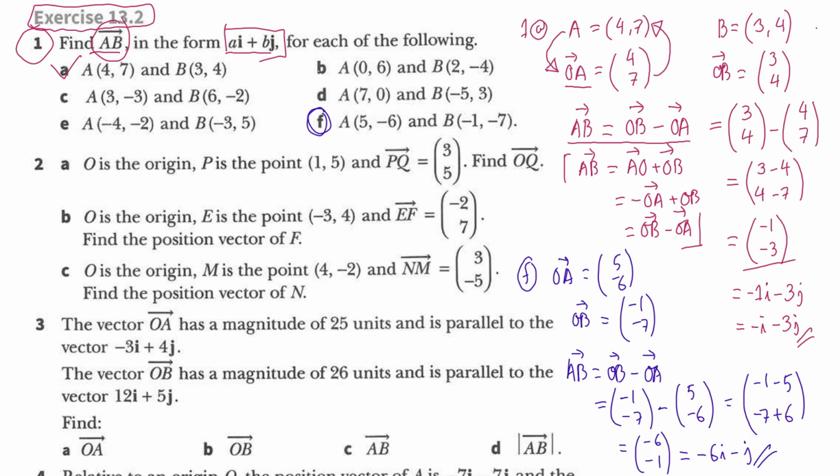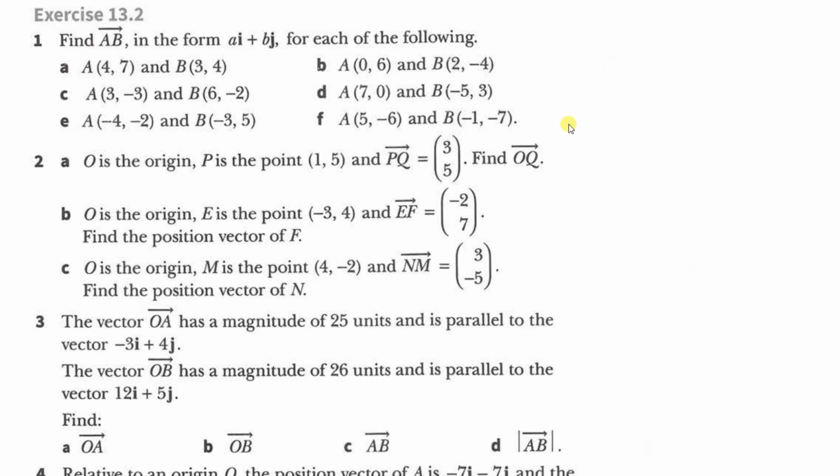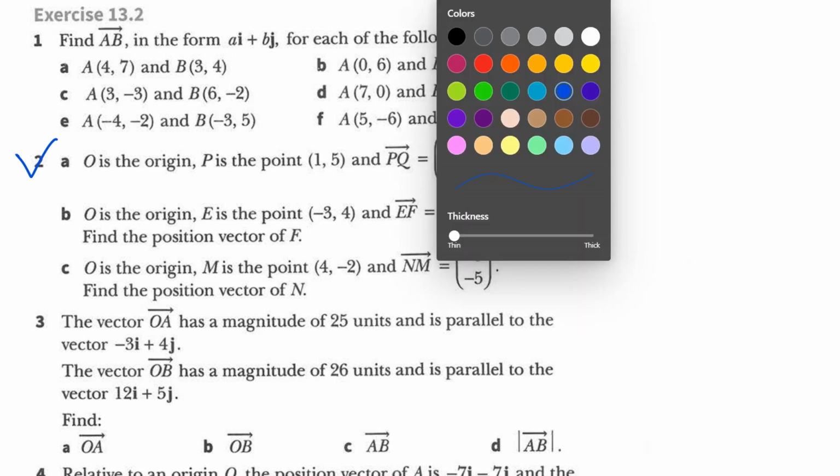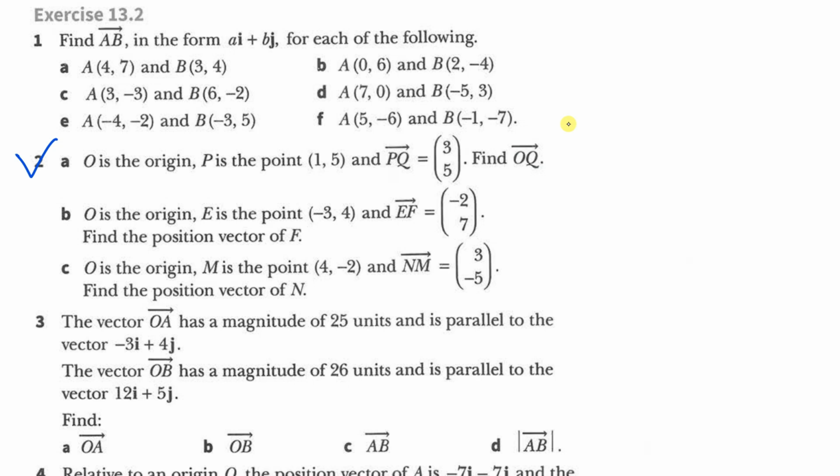Let me move to question number 2 now. In question 2 it is written that O is the origin. Point P is given as (1, 5), and PQ is given, and they are asking to find OQ. So for 2a, we can write P directly as the column vector OP, which is 1 and 5. And PQ is given here; let me write PQ, which is 3 and 5. The question is asking for OQ.